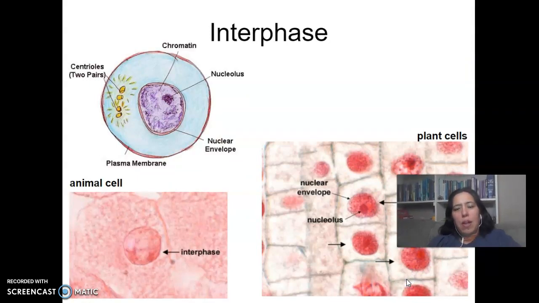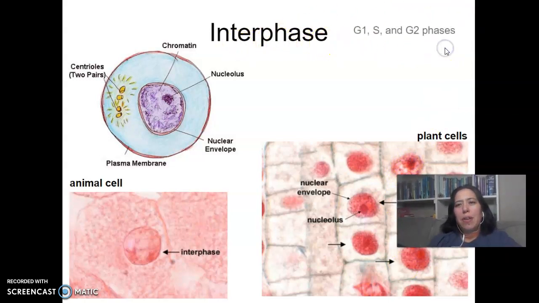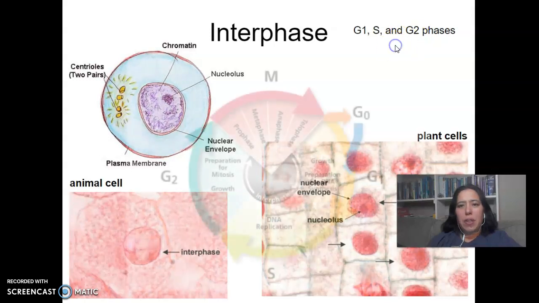All right, so before a cell can divide, there's lots that needs to happen. We used to think that when a cell wasn't dividing, it wasn't doing a lot, and we used to call this interphase. We now know that there's a lot going on. This is a period of intense activity, and we can divide this into three different stages. G1 or gap 1, S or synthesis, and G2 or gap 2.